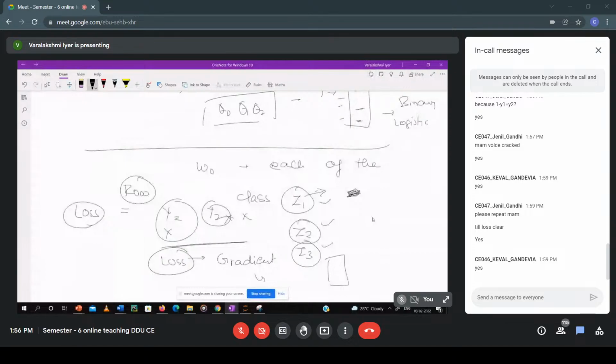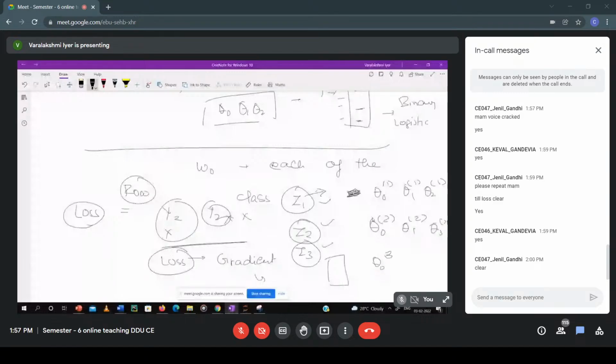what is the parameter that it will be learning? Let us refer to theta 0. So theta 0, theta 1, and theta 2 are the parameters that will be learned. For Z1, it will be learning based on class 1. For Z2, it will be learning based on class 2. Similarly for Z3. That is what I'm trying to say. Is it clear now, or do you still have any doubt?